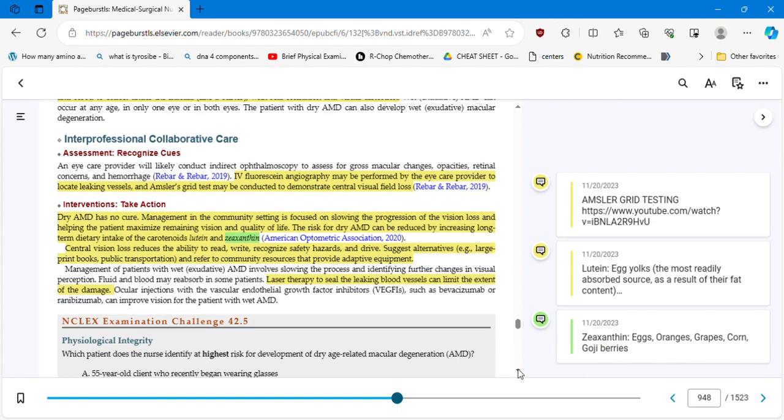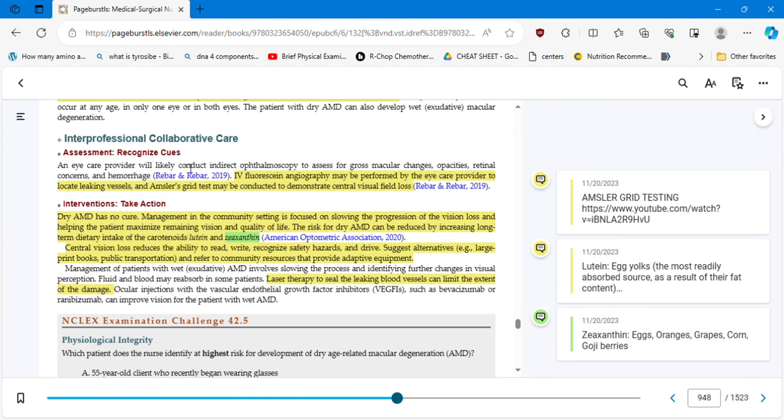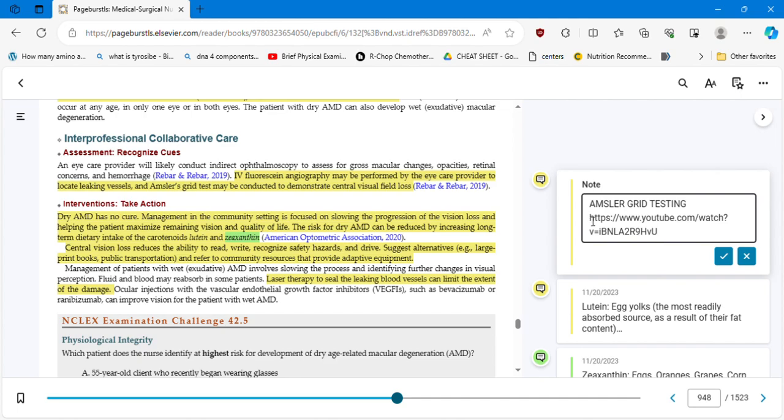Okay, so assessment, recognizing the clues. IV fluorescein angiography may be performed by the eye care provider to locate leaking vessels. An Amsler grid test may be conducted to demonstrate central visual field loss. And let's see the Amsler grid testing. How is this done so we can understand this disorder better?